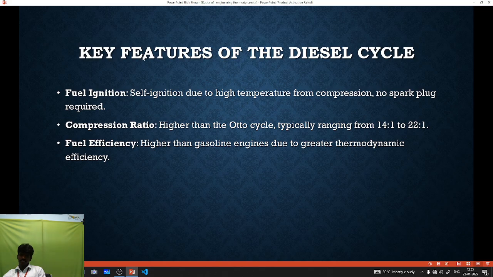The key features of the diesel cycle are fuel ignition, the self ignition due to high temperature from compression, no spark plug is needed, and a compression ratio higher than the Otto cycle, typically ranging from 14:1 to 22:1. The fuel efficiency is higher than the gas engine, that means the Otto cycle, due to greater thermodynamic efficiency.